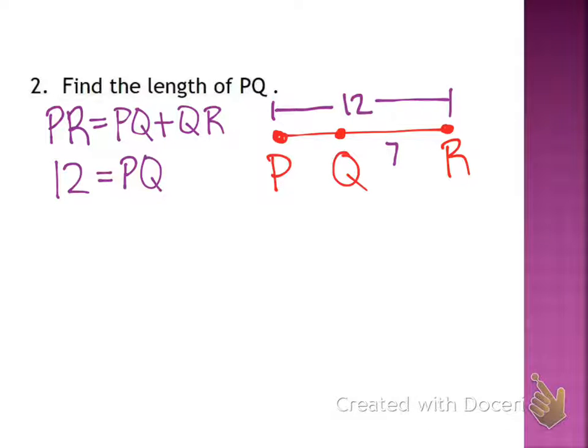If you really wanted to put a variable there, you could. I understand this might seem tedious for this particular problem, but going forward, we need to understand how these problems are set up. And who can tell me what to plug in for QR? Nikitra. 7. Wonderful. Now, what we have on our hands is a basic equation from algebra. So in order to figure out what PQ is, we will subtract 7 from both sides.